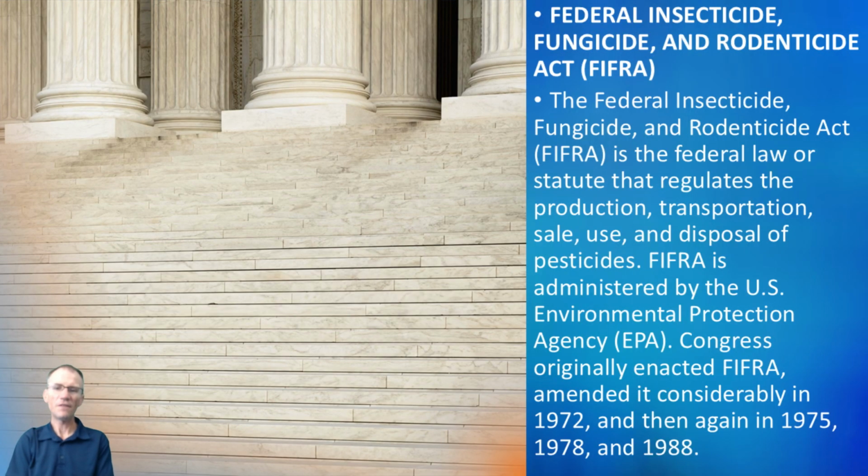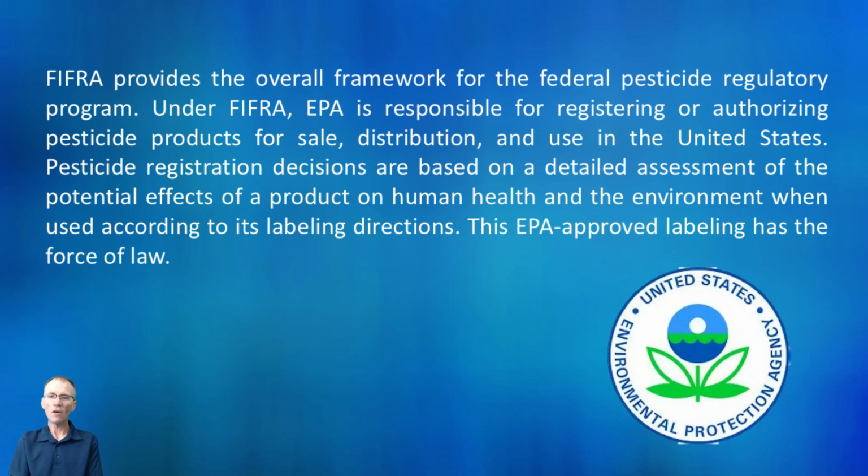Federal Insecticide, Fungicide, and Rodenticide Act, FIFRA. The Federal Insecticide, Fungicide, and Rodenticide Act, FIFRA, is the federal law or statute that regulates the production, transportation, sale, use, and disposal of pesticides. FIFRA is administered by the U.S. Environmental Protection Agency, the EPA. Congress originally enacted FIFRA, amended it considerably in 1972, then again in 1975, 1978, and 1988. FIFRA provides the overall framework for the federal pesticide regulatory program.